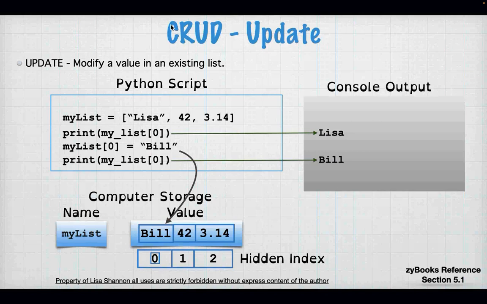And what happened is, in memory storage, I simply removed the word Lisa and replaced it with the word Bill. I didn't have to replace the whole list. I didn't have to regenerate a list. I simply changed what was in that particular space in computer storage to the word Bill. That's it. That's all that you have to worry about.